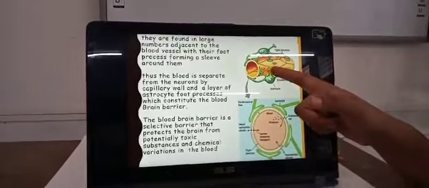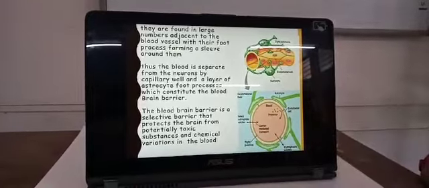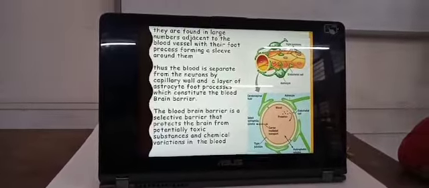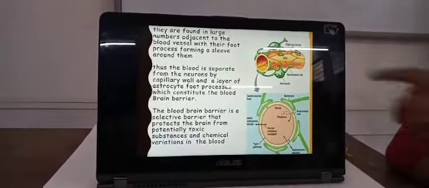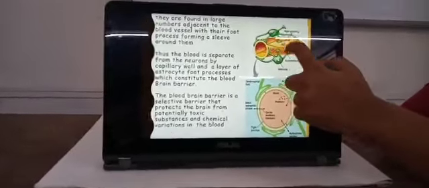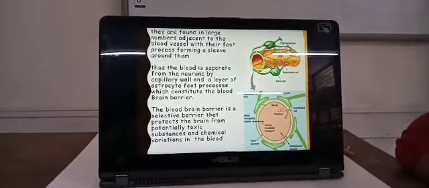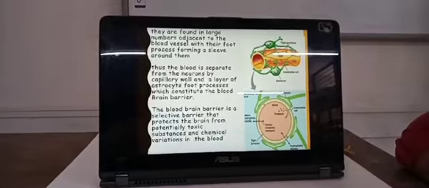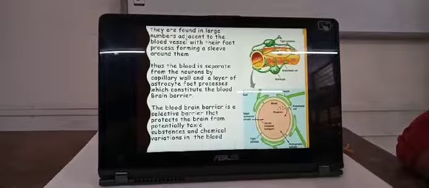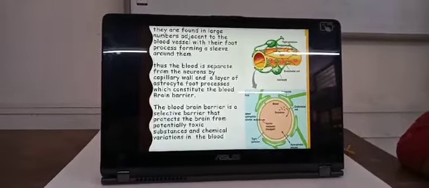See, can you see the foot process here? These foot processes are seen in large numbers adjacent to the blood vessels, forming a sleeve around them. These foot processes will form more like a locking mechanism around the nerve. The blood vessel is separate from the neurons by capillary wall and a layer of astrocyte foot process which constitute the blood-brain barrier. Again, the blood-brain barrier was an important question in your last year question paper, so please learn it.